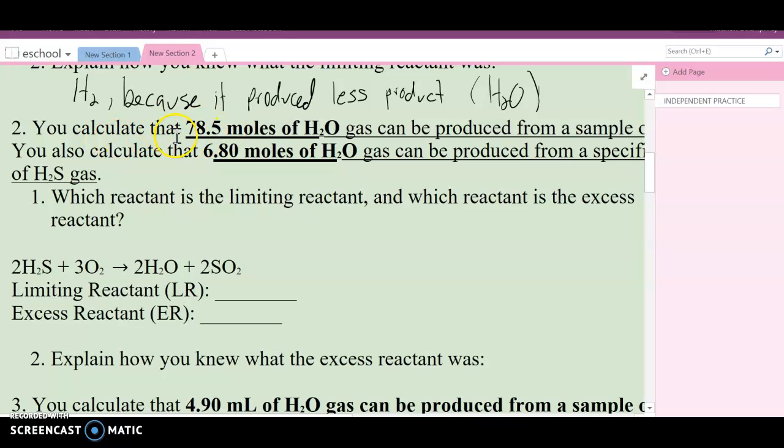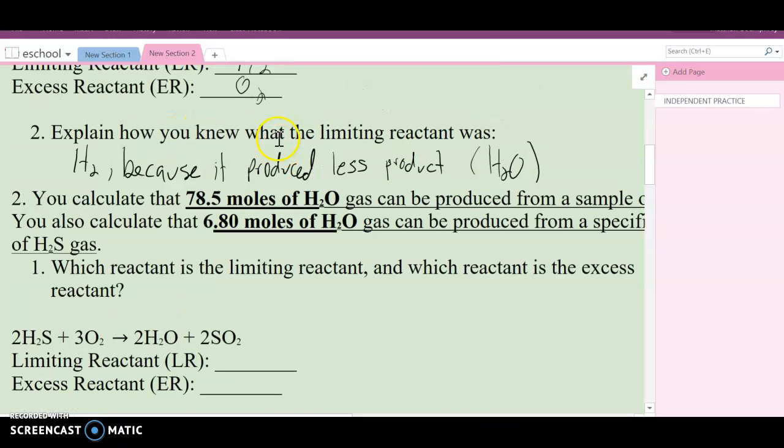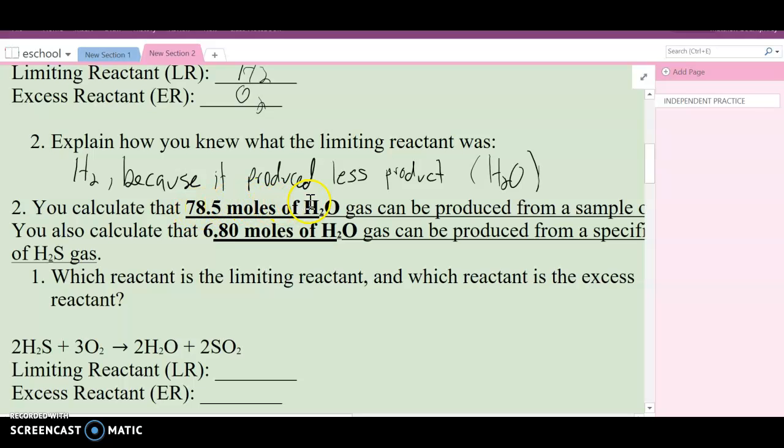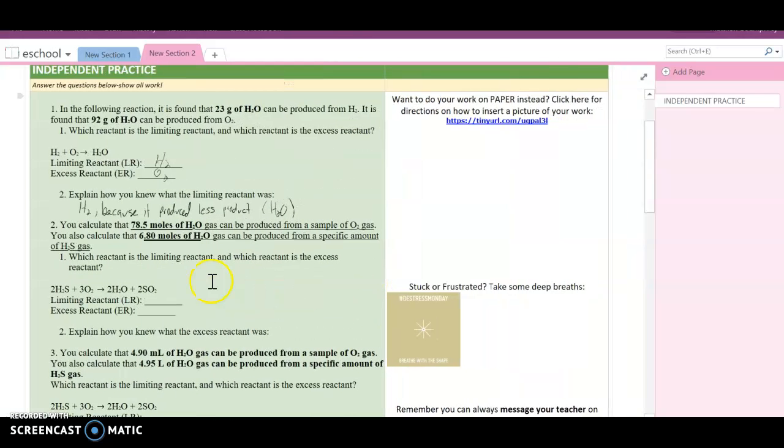So we calculate 78.5 moles of H2O gas, so that's like water vapor. You can calculate the 6.8 moles can be created from a specific amount of H2S gas. Which reactant is the limiting reactant and which reactant is the excess reactant? Okay, super complicated problem. It's telling us our product first, right here and right here.